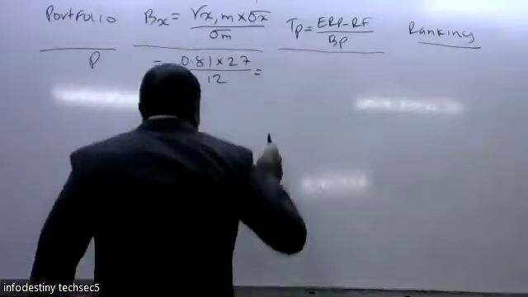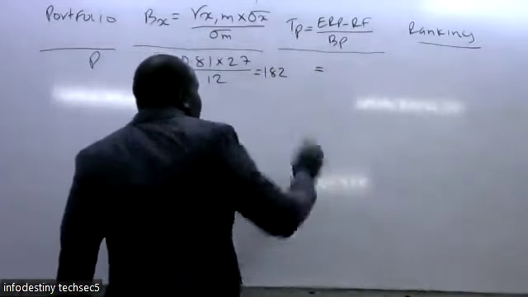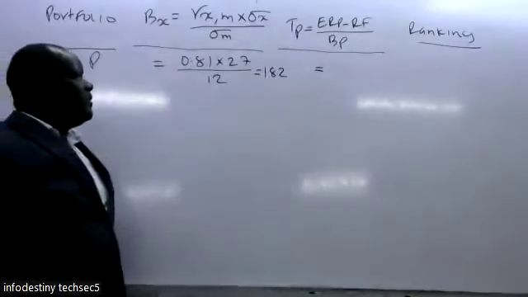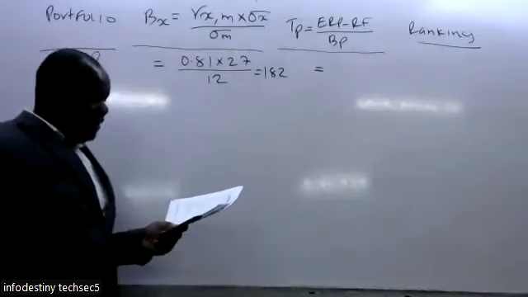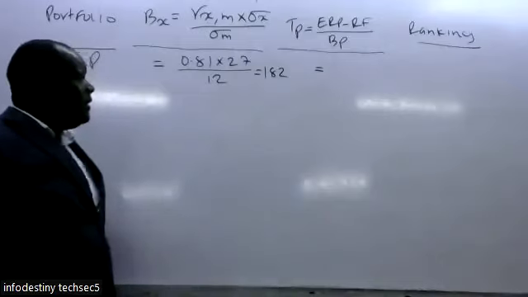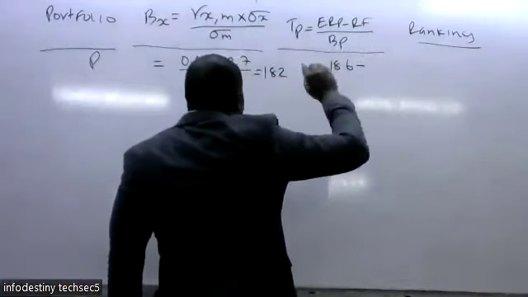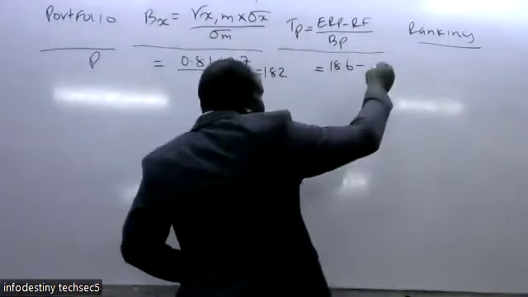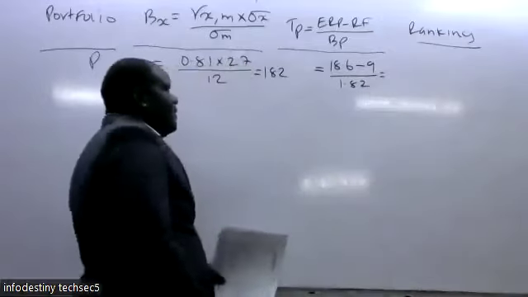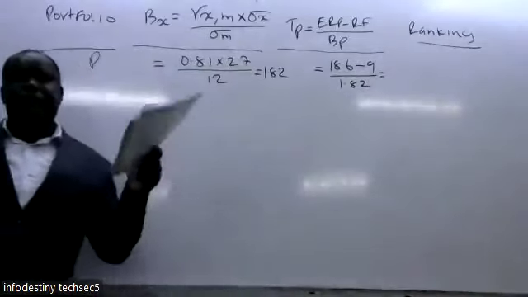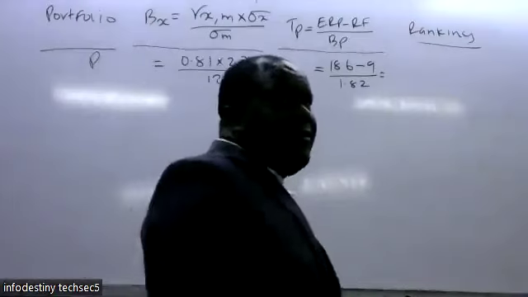1.8. So we get 1.82. So now we come at this point: how to compute the Treynor ratio of the portfolio. The expected return is the average annual return for portfolio P, 18.6. So take 18.6 minus the risk-free rate, which is given as 9, and divide by 1.82. We compute for all of them before we do the ranking.